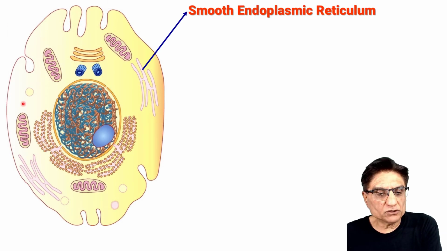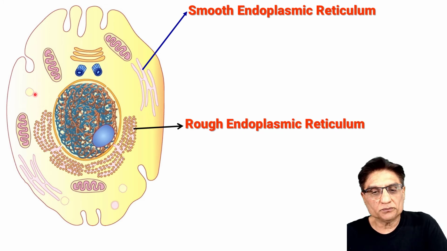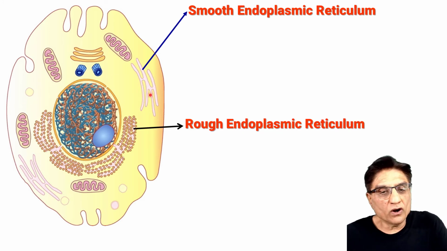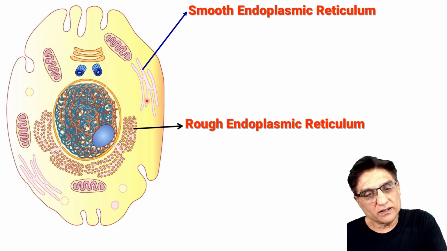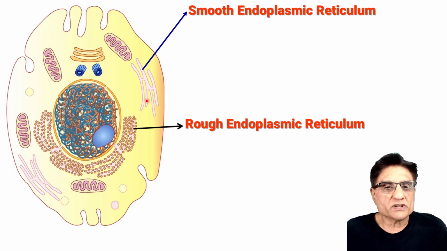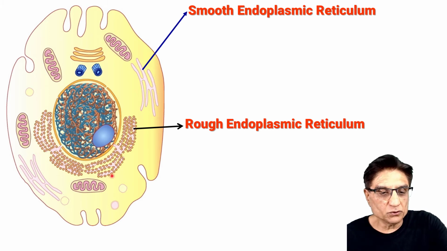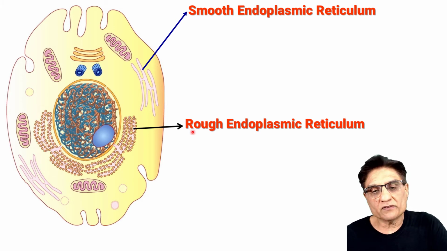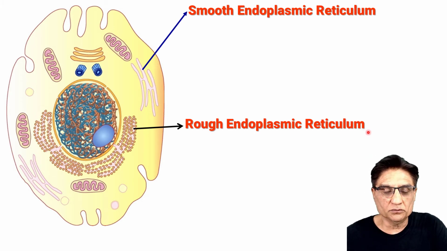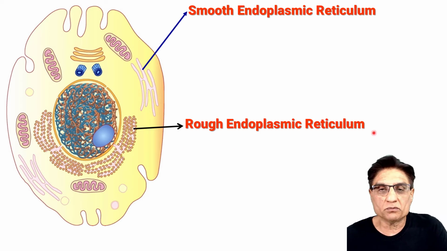Inside the cell, we have two other structures made of tubules and sacs, a network of tubules and sacs. One network has ribosomes attached to it, and that network is called the rough endoplasmic reticulum, because under the electron microscope, it gives a rough, beaded appearance. They look like beads are attached to it, and that is the rough endoplasmic reticulum. The smooth endoplasmic reticulum does not have the ribosomes attached to it.